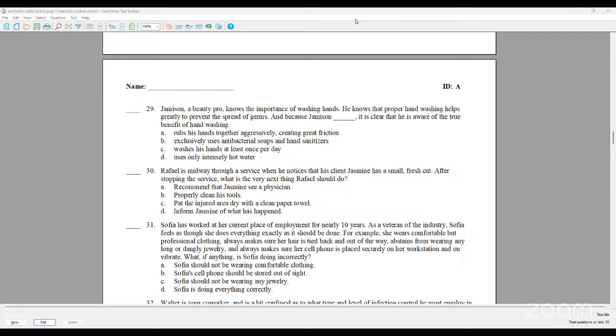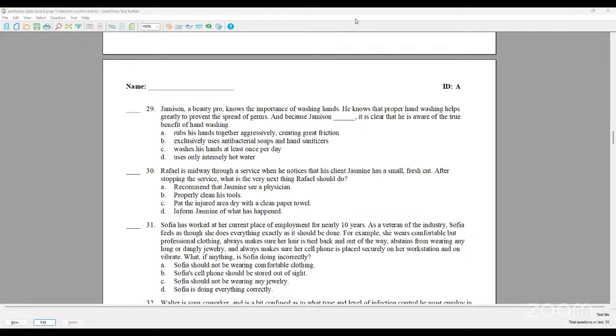More of it. Number 30. Who had 30? I did. India. Hey, India. It says Raphael is midway through a service when he notices that his client Jasmine has a small, fresh cut. After stopping the service, what is the very next thing Raphael should do?